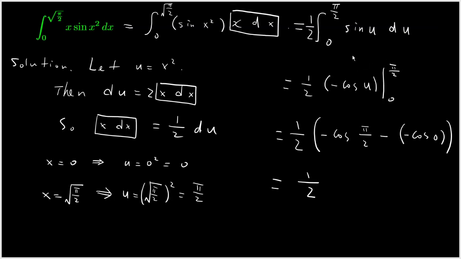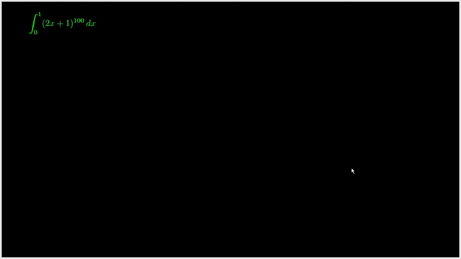You see, the only new additional step for the substitution rule for the definite integral is you need to get the u values for x value of the lower limit and the upper limit. Now let's work on one more question.